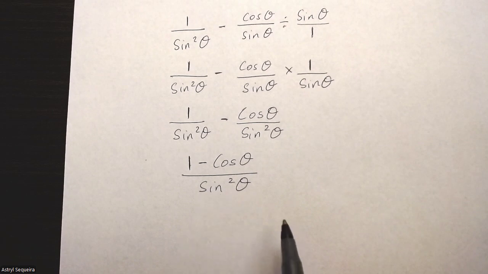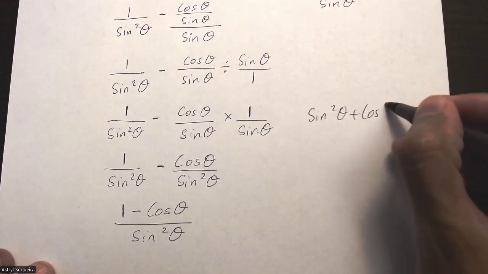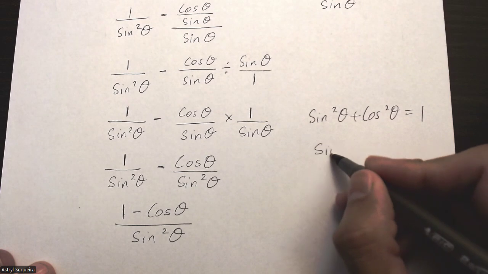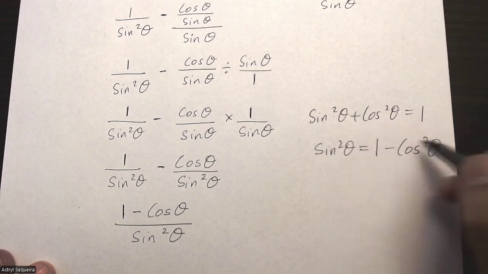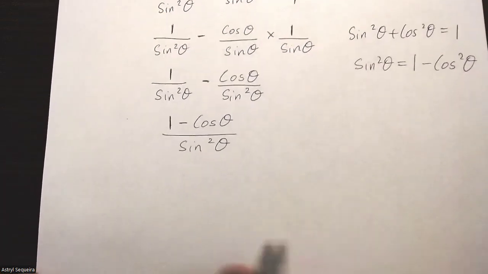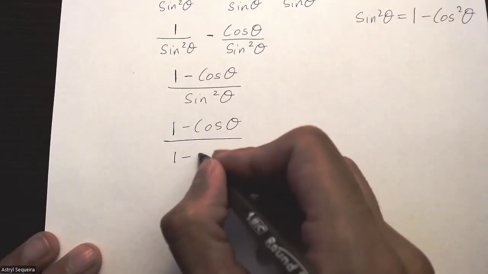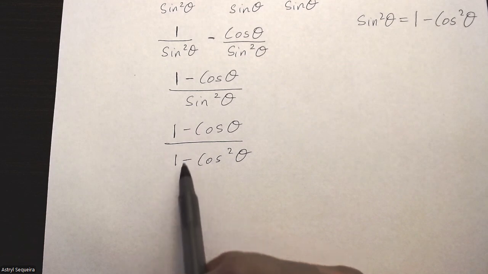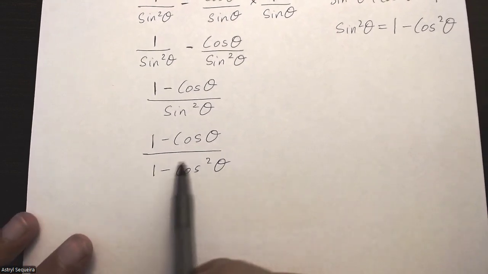The main thing is I got to get rid of the sine square theta. Using the same formula I showed on the last page, sine square theta plus cos square theta equals to 1. I can just isolate the sine square theta here, and sine square theta is just 1 minus cos square theta if I move the cos square to the other side. So I can change this to 1 minus cos theta over 1 minus cos square theta. And now you still can't cancel anything because of the negative signs. There's nothing in common. But I can factor this by difference of squares.